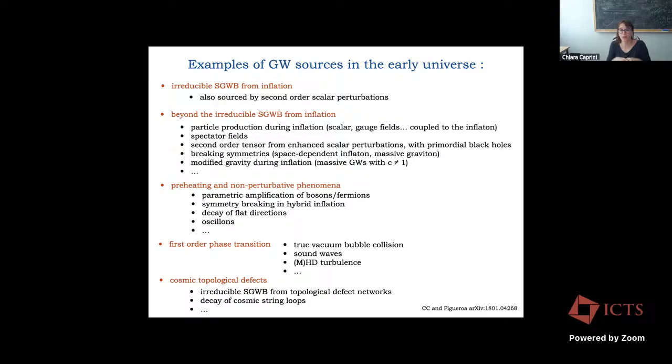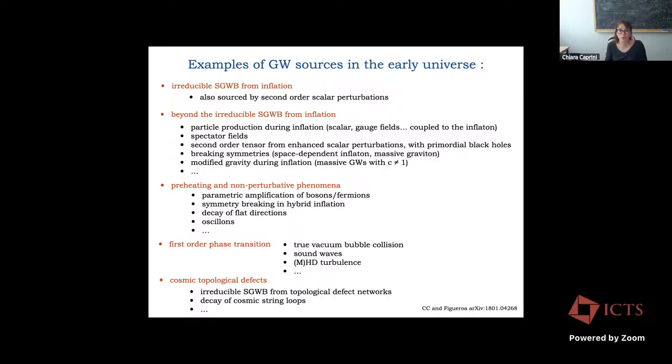So one can have, in the same context, a massive graviton that won't propagate at the speed of light, etc. All this then generates characteristic gravitational wave signals that are different from the irreducible one. Okay, then there is all that can happen at the end of inflation, and these are connected to the reheating.